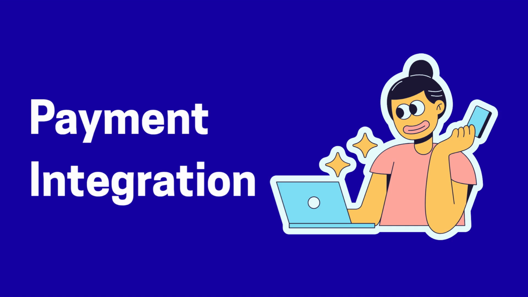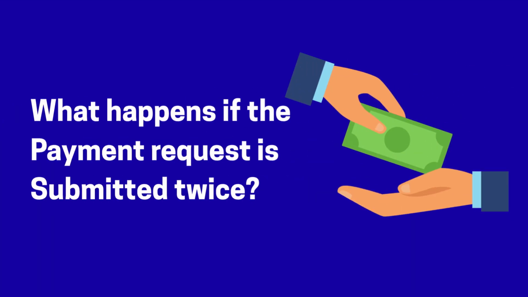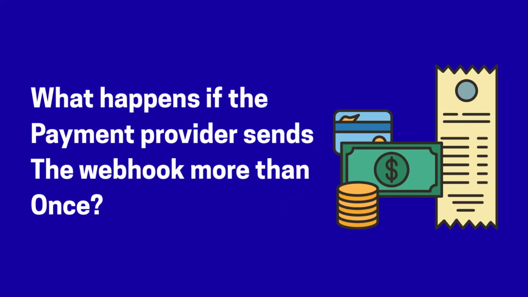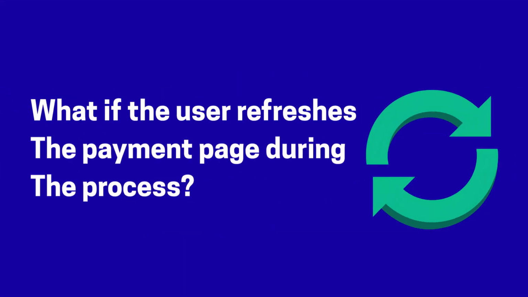While integrating payments, I had to think about questions like: should I trust the front end to determine whether a payment succeeded? What happens if the payment request is submitted twice? What happens if the payment provider sends the webhook more than once? What if the user refreshes the payment page during the process? Let's break down how a real payment flow works and how we can design it to be secure and reliable.